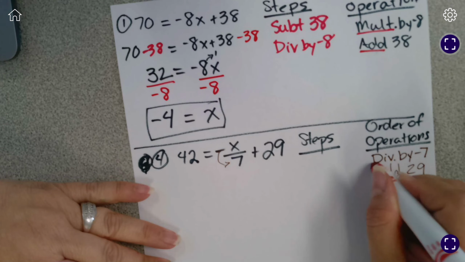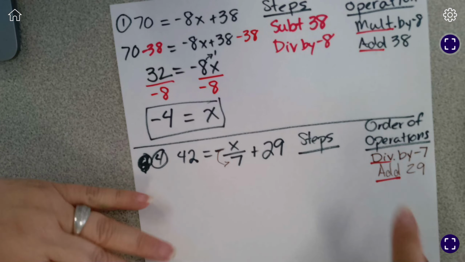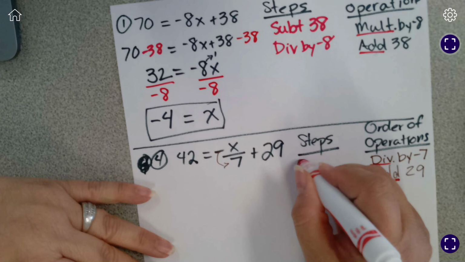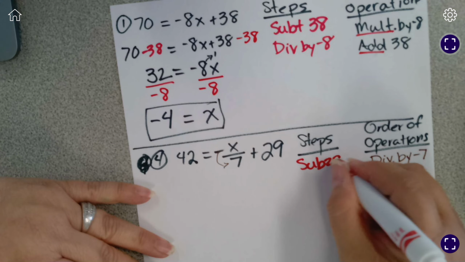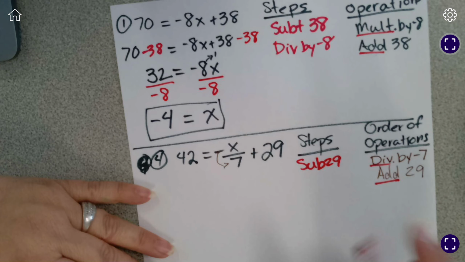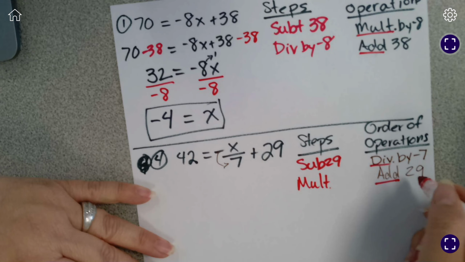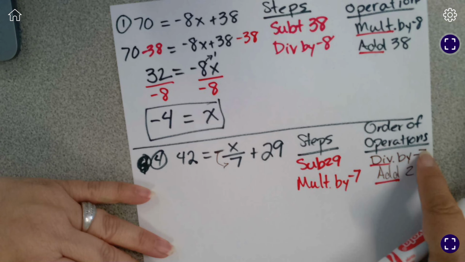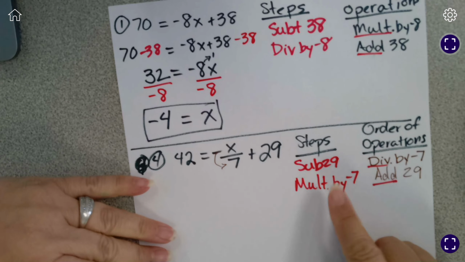So now I'm going to look at these and just do the opposite operations and keep my numbers. Start at the bottom. The opposite of adding is subtracting. We're going to subtract 29. Then we simplify. And then instead of divide, the opposite is multiply by negative 7. Again, we didn't change the numbers, just the operation. And these are the steps we take.